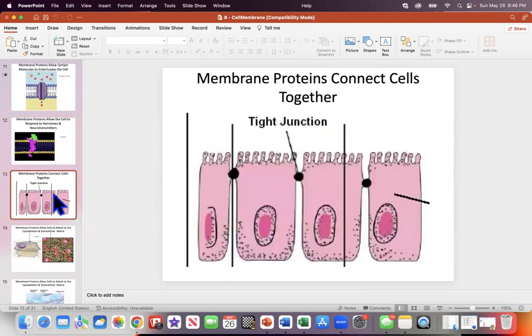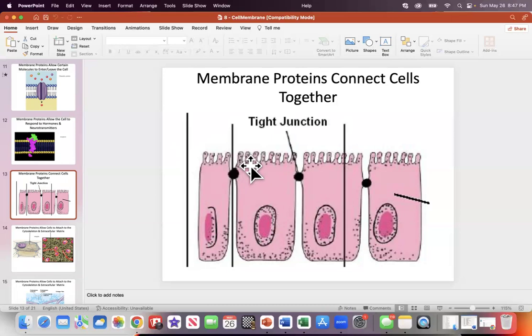And some membrane proteins have the function of gluing cells together. This example is called the tight junction. For example, with your skin cells, when I pinch your skin, I won't be able to take a piece of skin off. The reason is they're glued together by tight junctions. If not, I could take a piece of skin off. So the tight junctions glue the cells together.